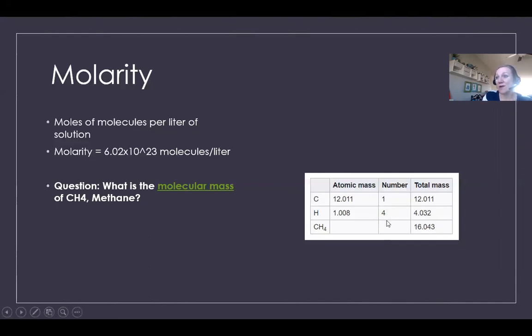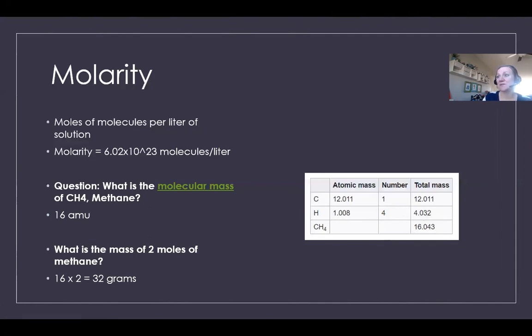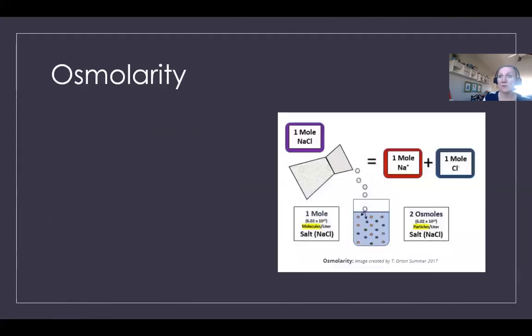okay, we've got 4 hydrogens, so we've got to multiply that by 4, and then the total mass of methane would be about 16 AMU, or atomic mass units. Now, if we have 2 moles of methane, basically we just double it, because that means we've got 2 of these. So that's how we figure out molar mass.